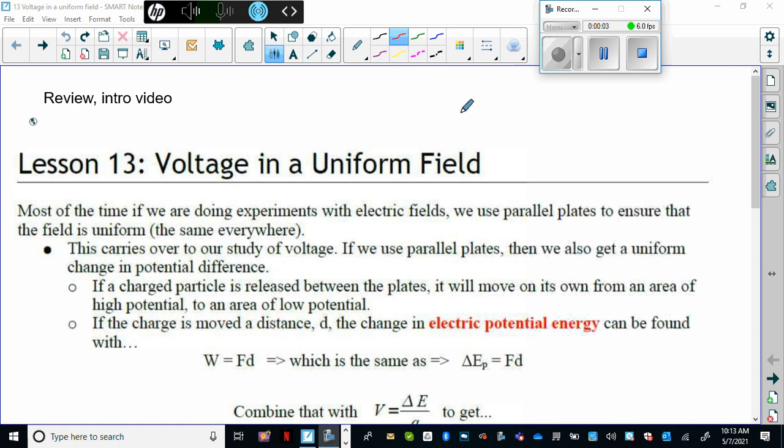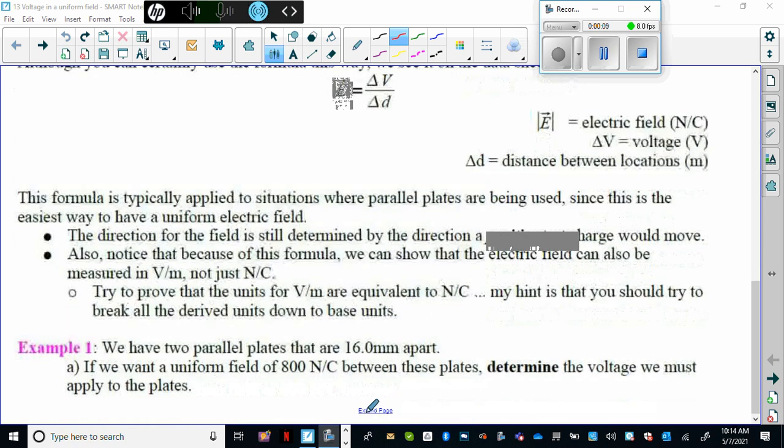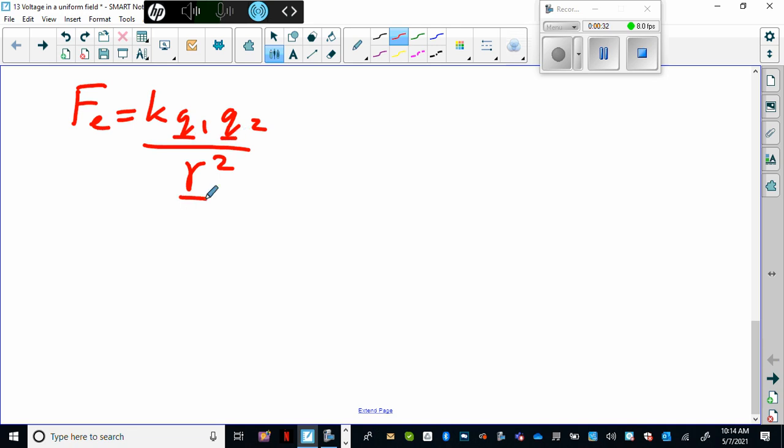Before we go into lesson 13, let's just go down here, make some space, and let's just review what we've learned so far in terms of the formulas. So these are the formulas we've learned so far in electrostatics. The first one that we learned was Fe equals K Q1 Q2 over R squared, the electrostatic force between any two charged particles at a given distance, right? The electrostatic force between two charged particles at any given distance. That's a pretty straightforward formula.